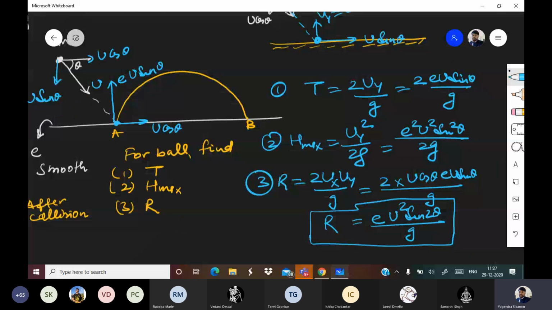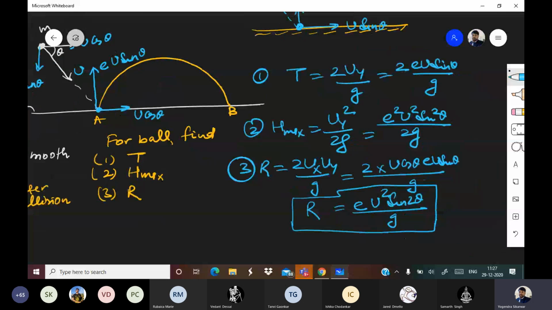Explain R. The formula for R is 2 into ux into uy by g. I taught this long back. So R is equal to 2 into u cos theta into eu sin theta by g. Good. Good. Next question.